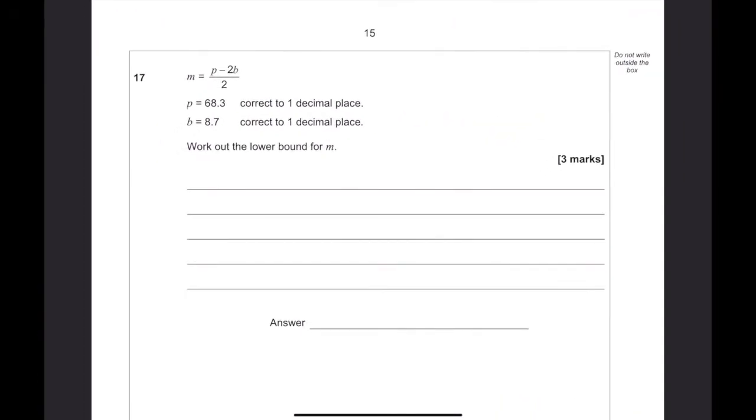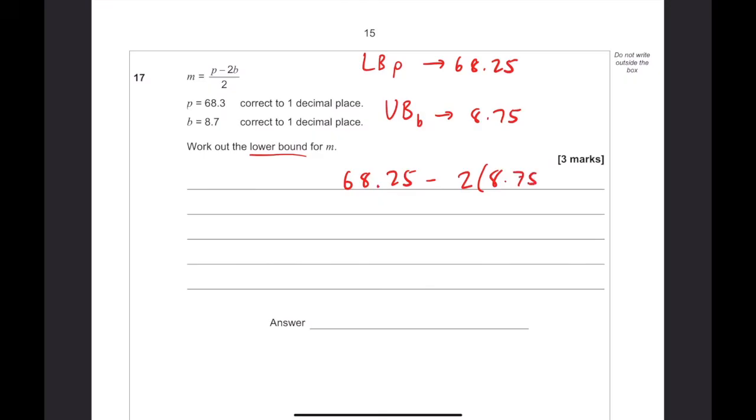So question 17, lower and upper bounds when we have a calculation involved. So for the lower bound of M, we're going to want the lower bound of P and the upper bound of B. Now the lower bound for P is going to be 68.25 because it's to one decimal place, and the upper bound for B is going to be 8.75. So if we do 68.25 minus 2 lots of 8.75 divided by 2, then we will get our answer for the lower bound of M.